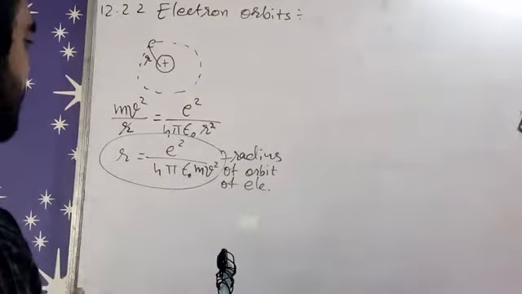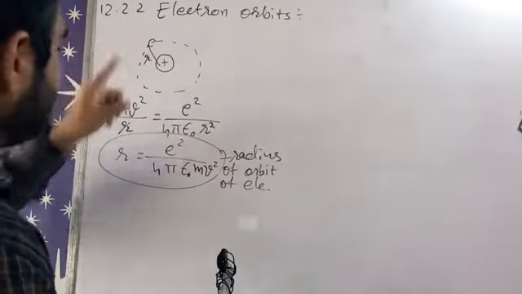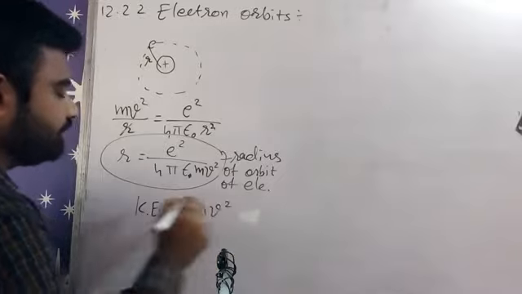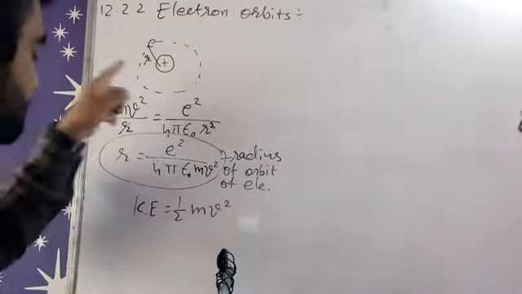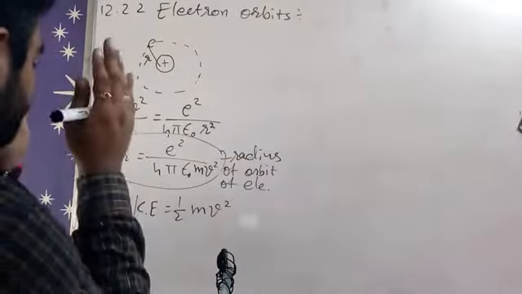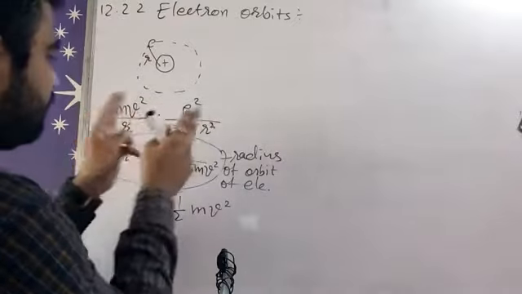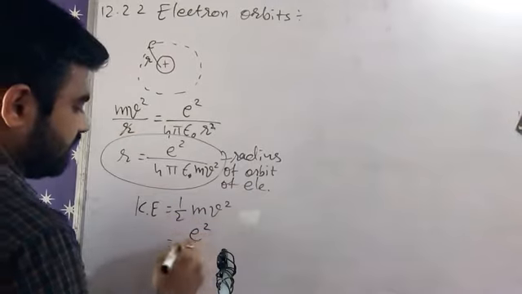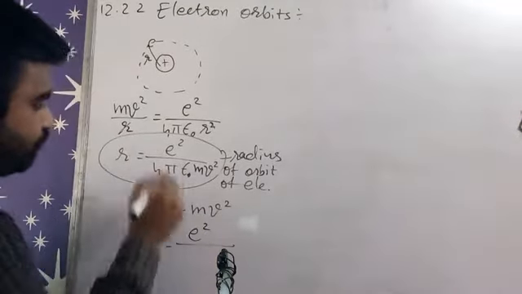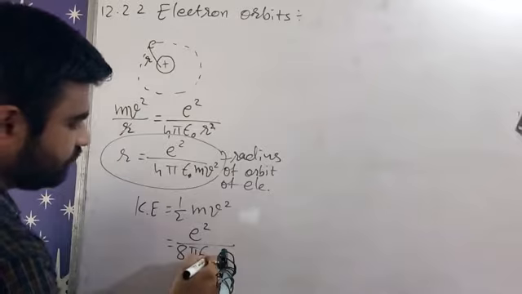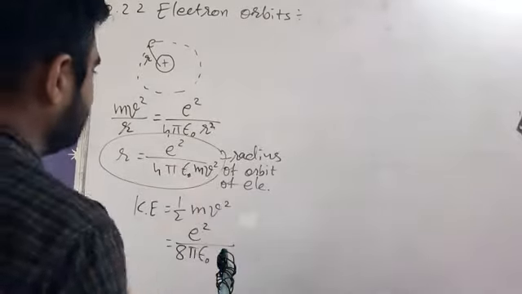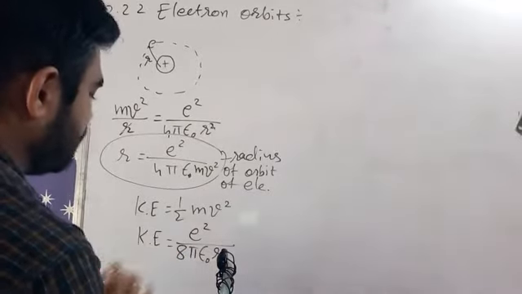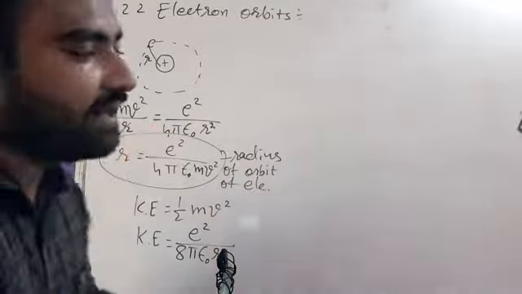Okay. Now the kinetic energy of that rotating electron. Kinetic energy is equal to half mv square. Now to convert this equation into half, I just have to multiply this equation by half. So my kinetic energy now becomes E square, and the denominator multiplied by 2 is 8 pi epsilon 0 r. So this is the kinetic energy of the electron which is revolving around the nucleus.